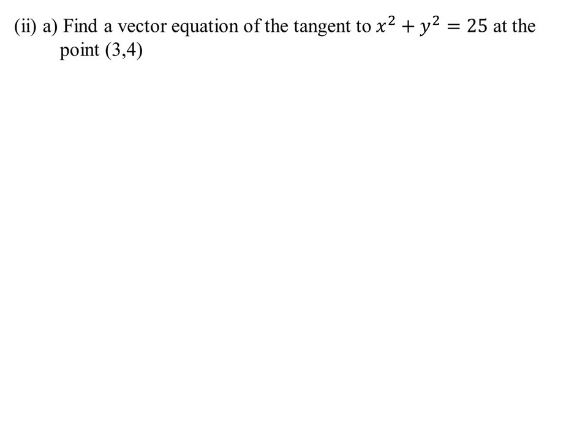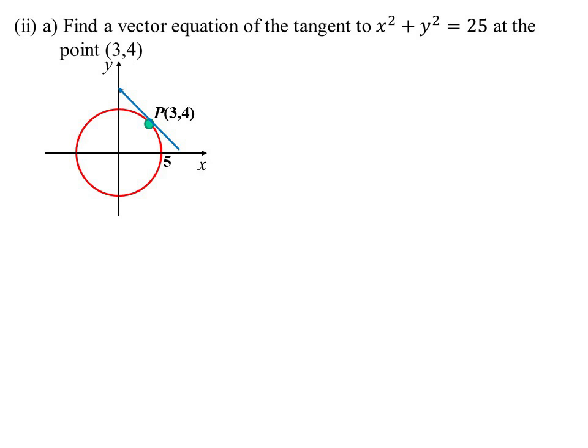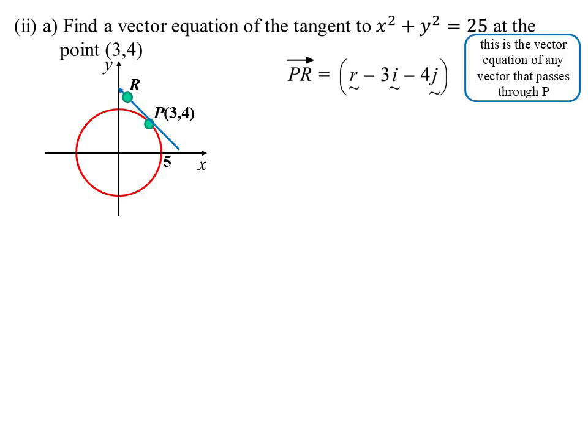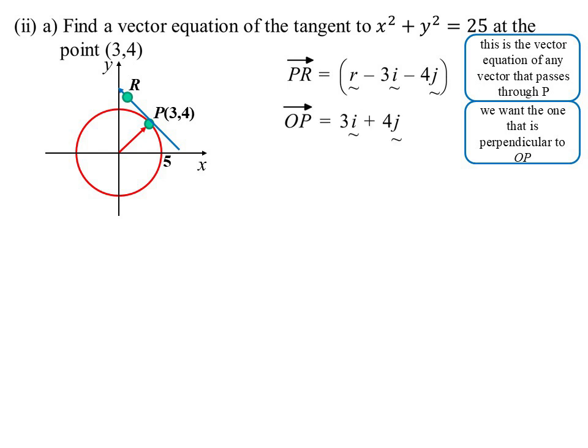We're going to find the equation of the tangent to a circle. So here's my circle, there's the tangent. I want the vector equation of that tangent. If I was just to place r somewhere, some random point on that line, I could express that vector as r minus 3i minus 4j, head minus tail. But of course, that's the equation of any vector that goes through P, not necessarily the tangent. I need an additional piece of information to find the tangent, and I'm going to use that theorem, the radius is perpendicular to the tangent. And so the position vector of P is 3i plus 4j.